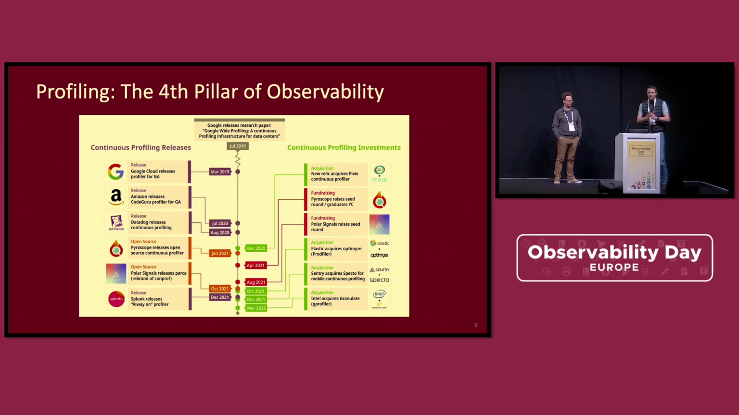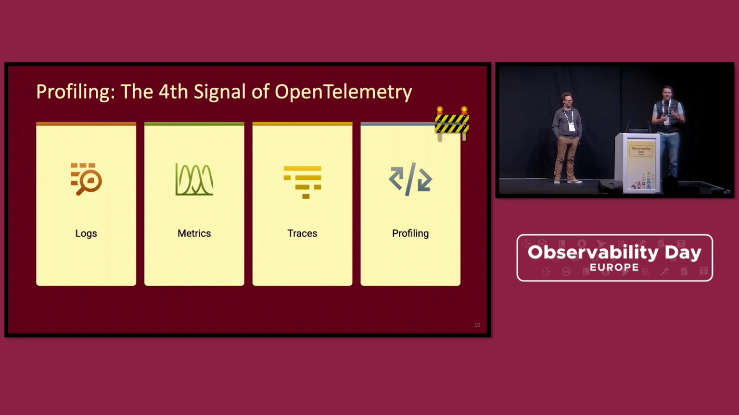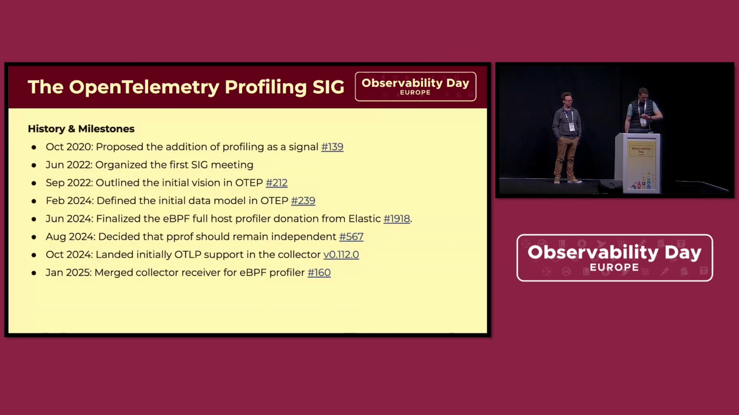But of course, as great as it is to have 20, 30, 40 different vendors to choose from and to use in your stack, wouldn't it be nice if there was actually a single signal that you could use to get the data from any of those tools and make sure that in the future, as you switch between vendors, you can continue using it? And because of this, Damien, myself, and many others have been working on making profiling also the fourth signal of OpenTelemetry. And so the story there is that it goes back to 2020.